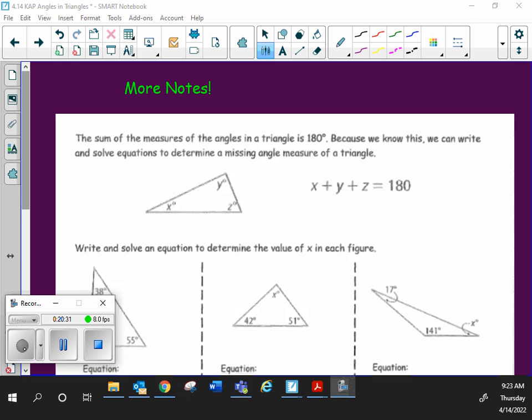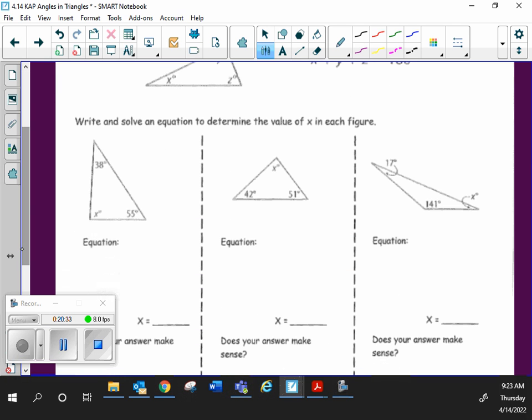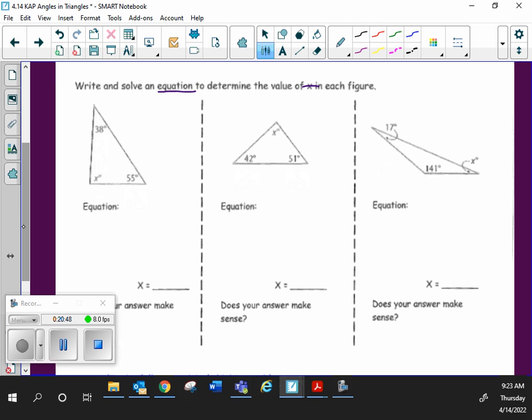This is another equation. So what we're going to do is determine this missing angle in each of these triangles. I'll do one with you, and then you can do the other. It says to write and solve an equation to determine the value of x. So I need to write the equation. I also need to solve for that missing value. Does anyone want to try to write the equation, or do y'all want me to do the first one? Carolyn?